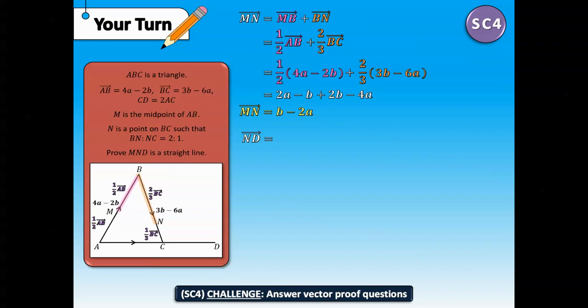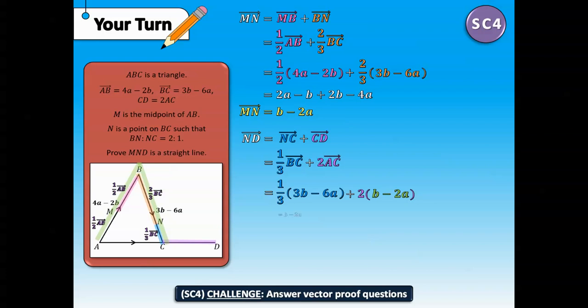Then we find the vector ND. So ND is NC, then from C to D. NC is 1/3 of BC, and CD is 2 lots of AC. BC is 3b minus 6a, and AC is AB plus BC, which is b minus 2a.